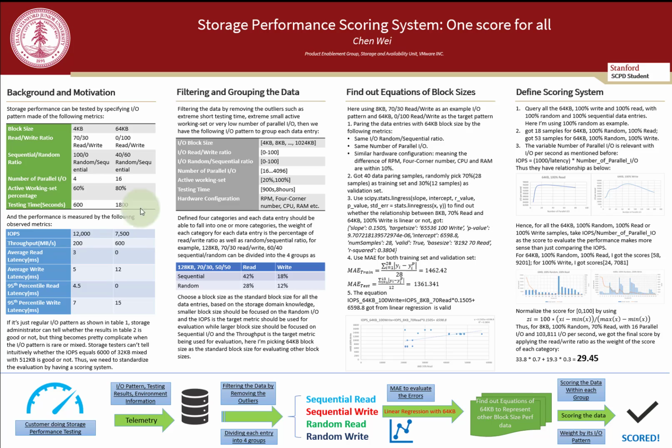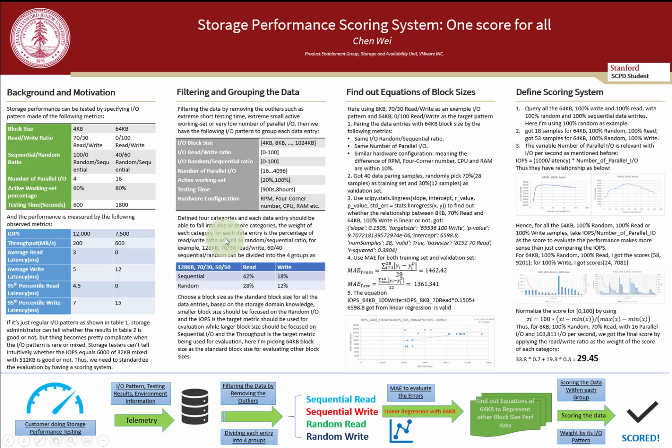First of all, I'm going to do the filtering and grouping of the data. The filtering step filters out the outliers from the I/O patterns. For example, the user sends back 10,000 records, and probably 1,000 of the 10,000 are invalid because they have too small an active working set, very few parallel I/O, or too short a testing time. In this case, I just filter out those I/O patterns and keep the valid ones. In the gray area, you can see the table of I/O patterns I'm using for the following process, which is grouping the data.